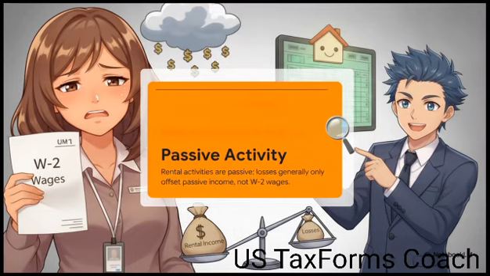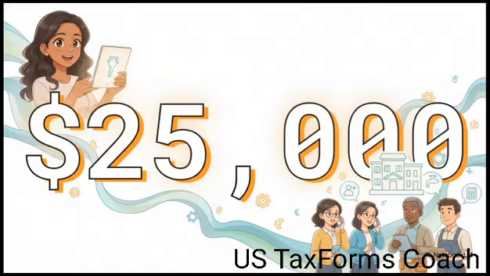Because it's classified as passive, if your rental loses money, that loss generally can only be used to offset other passive income. You can't just apply it against your day job salary, unless, of course, you meet some very specific exceptions. Now, what's really interesting about this slide is this incredibly helpful exception. If you actively participate in your rental, and honestly that just means you make basic management decisions like approving a new tenant or authorizing a repair, and your modified adjusted gross income is under $100,000, the IRS throws you a bone. They give you a special allowance. You can deduct up to $25,000 in rental losses directly against your ordinary non-passive income. For everyday mom-and-pop landlords, this is a massive, massive benefit.